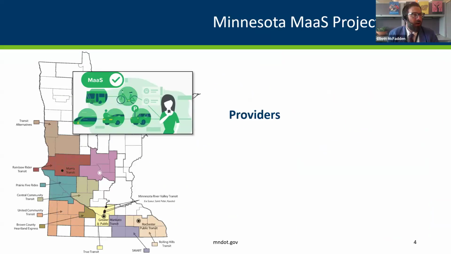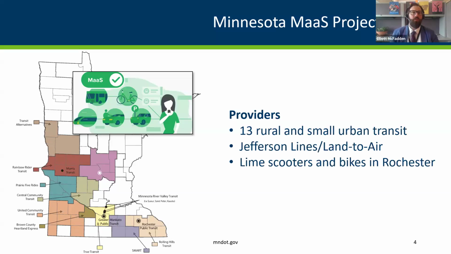And so you can see here an image of the providers that we worked with. We had 13 rural and small urban providers. This was important because this really gave us a microcosm of the different sizes and complexity of services, especially in rural transit across the region that would be representative of the whole state. But we also included Jefferson Lines and Land to Air, which is our intercity bus provider for the region, as well as Lime Bikes and Scooters in Rochester in the southeast.